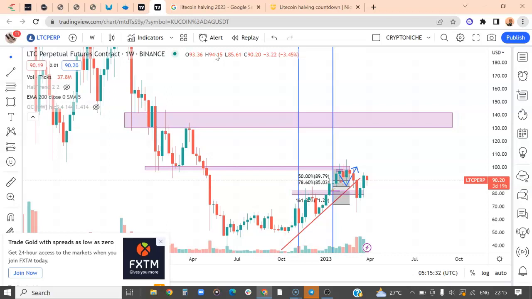The fundamentals are strong, too strong to be ignored. The fundamentals are strong, so you could make a quick 2x if you want.